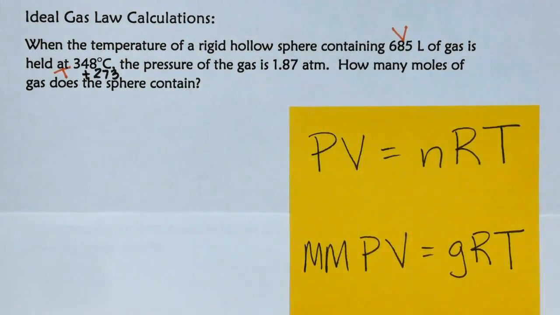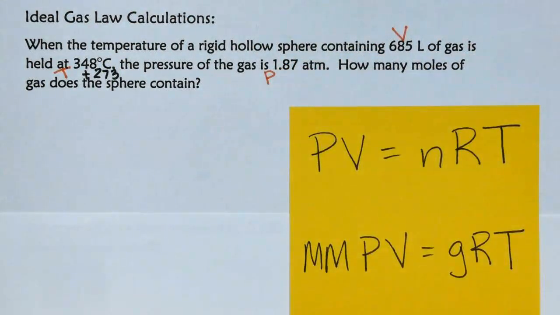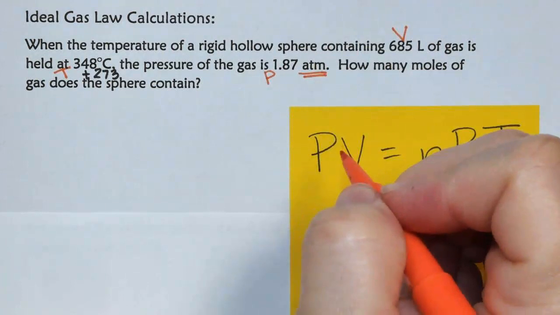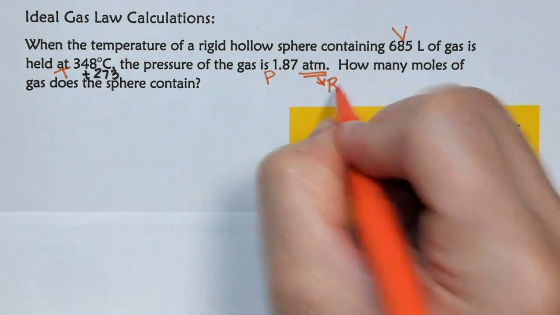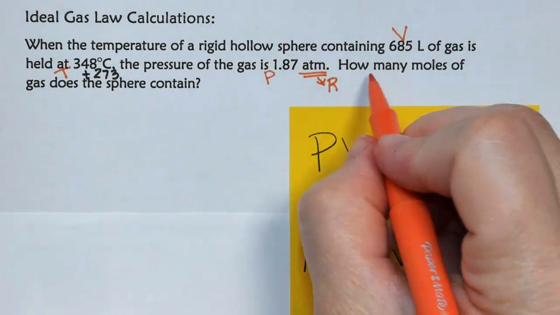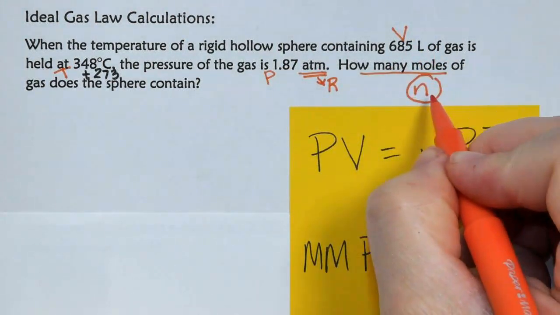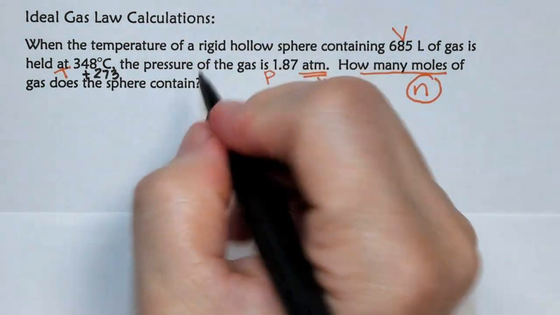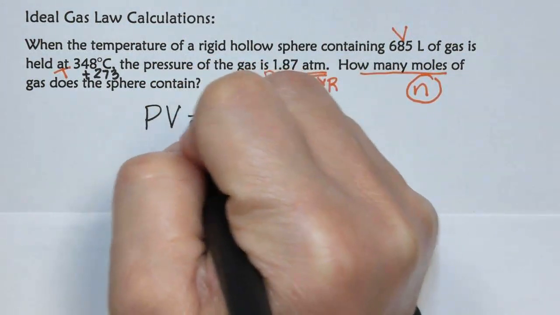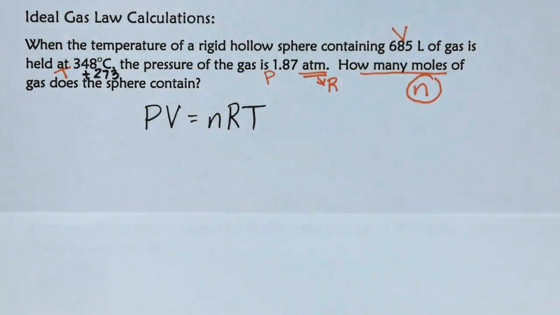The pressure of the gas is 1.87 atmospheres, and this is going to be very important. It's going to tell us which R value to choose, and the question is how many moles? So n is moles, and that's what we're solving for in this problem. So my equation is PV = nRT. I'm going to go ahead and plug in the values that I've been given.